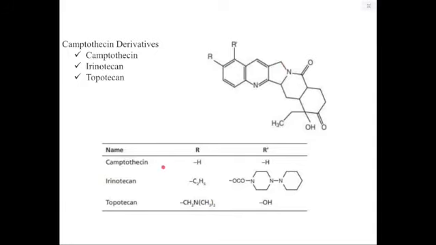And when you look at the camptothecin itself, we find that this R is a hydrogen and that is a hydrogen. So that's the simplest of the structures. And then when you look at irinotecan, this becomes an ethyl group, and then this comes, and you can say this is an acid derivative, C double bond O. This is piperazine, and that is piperidine.